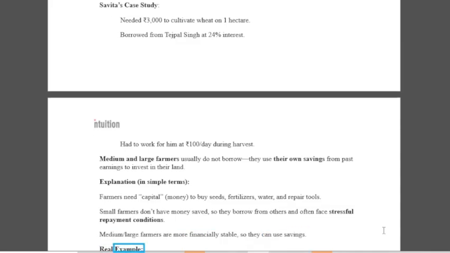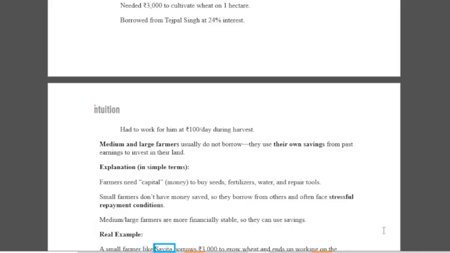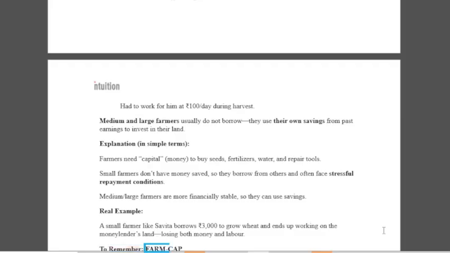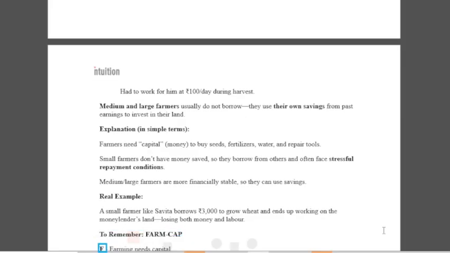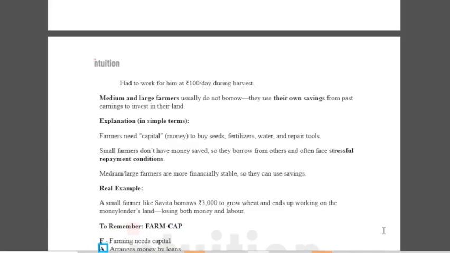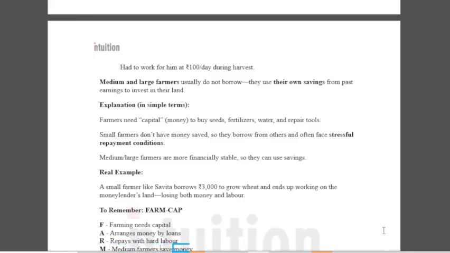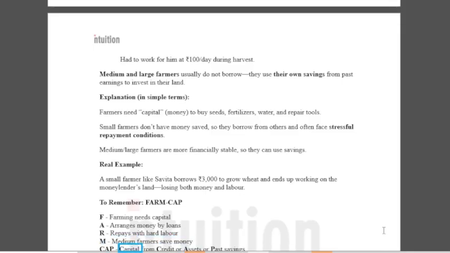Real example: a small farmer like Savita borrows 3,000 rupees to grow wheat and ends up working on the moneylender's land, losing both money and labor. To remember: Farm Cap. F: Farming needs capital. I: Arranges money by loans. R: Repays with hard labor. M: Medium farmers save money. Cap: Capital from credit or assets or past savings.